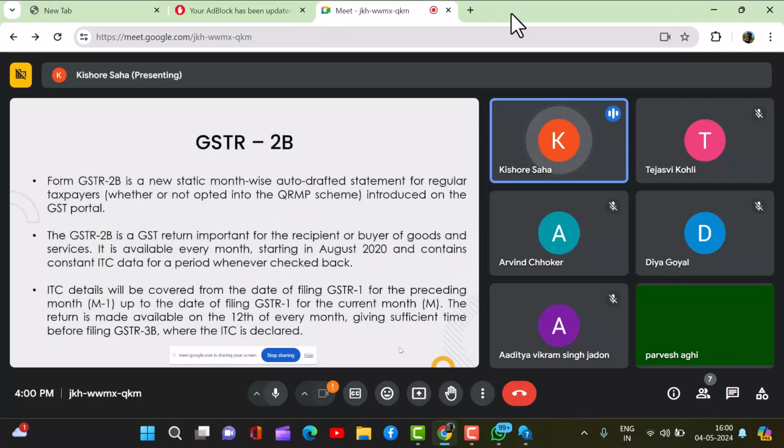Then GSTR 2B. Form GSTR 2B is a new static month-wise auto-drafted statement for regular taxpayers introduced on the GST portal. GSTR 2B is a GST return important for the recipient or buyer of the goods and services, because the buyer needs to claim the ITC, and that is why it is important that it gets auto-populated to GSTR 2B. It is available every month starting in August 2020 and contains constant ITC data for a period whenever checked back.